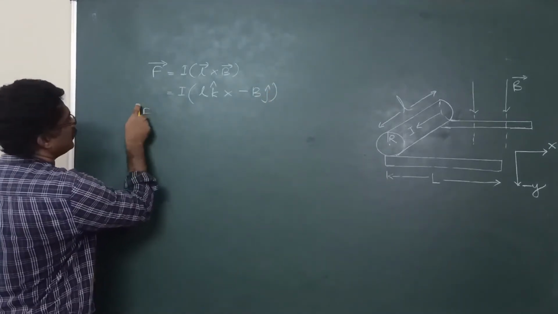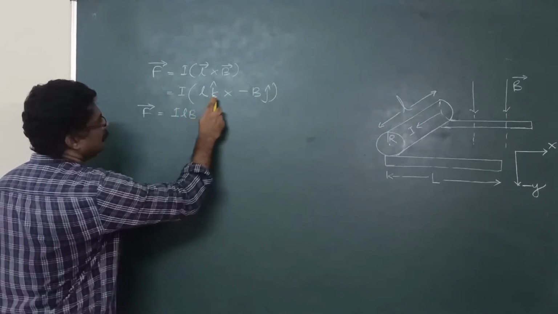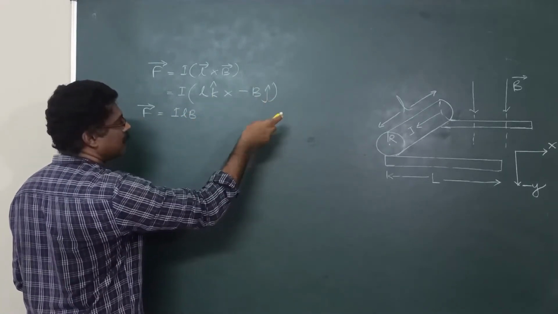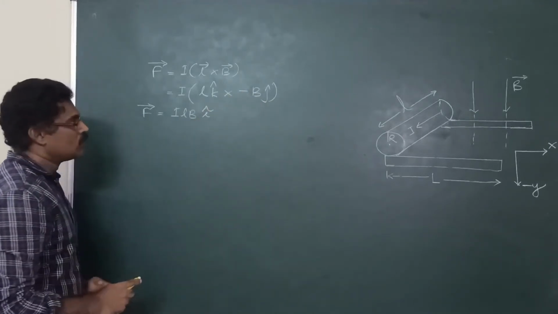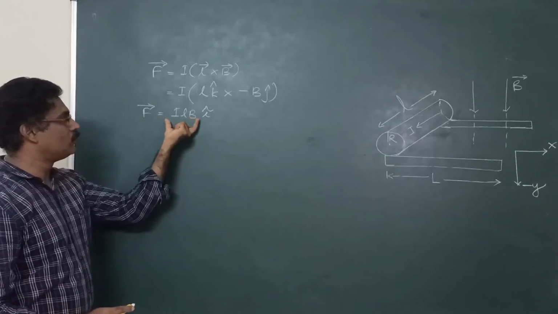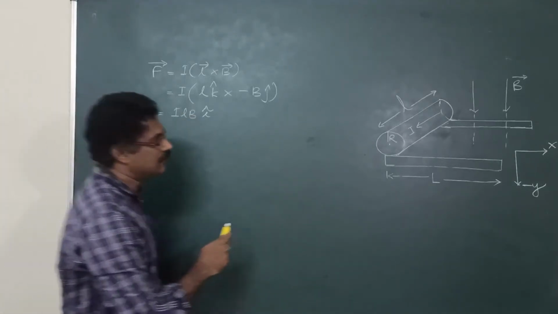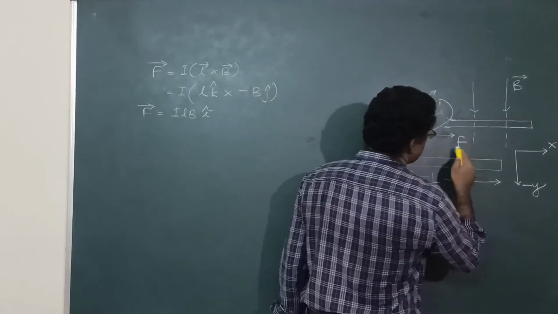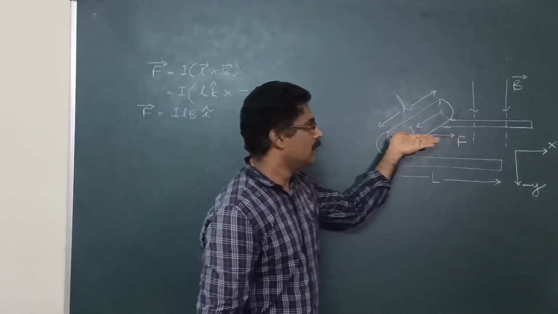So the force is given as I L B into k cap cross j cap, which is minus i cap. Minus i cap into minus, plus, so it is i cap. So it is clear there is a force of magnitude ILB acting along positive x direction. So the force is in this direction, and this force is responsible for its motion in this direction.